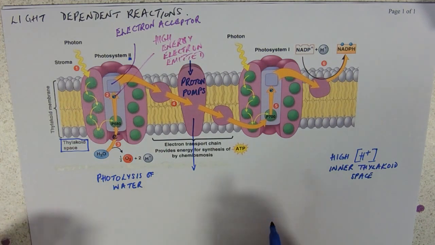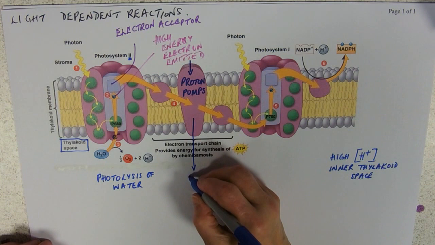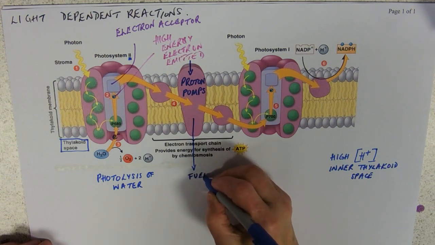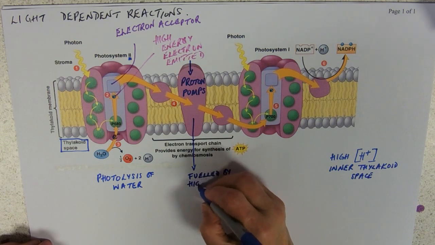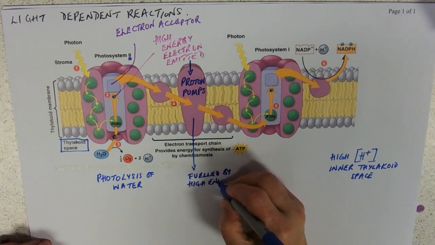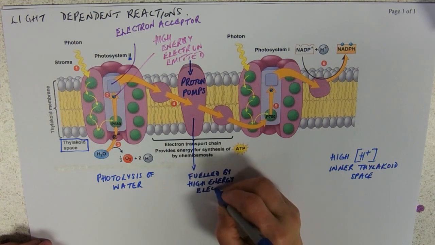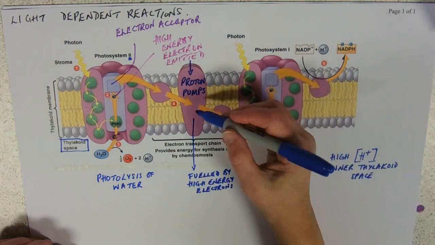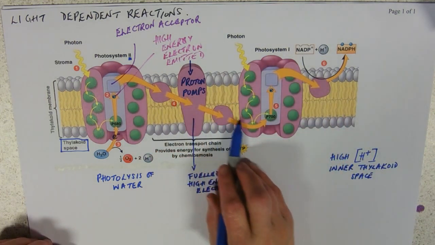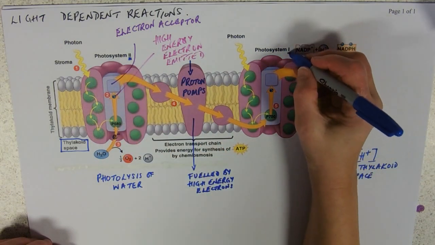So, having released its energy, proton pumps fueled by high energy electrons, passing their electron now from Photosystem II to Photosystem I.